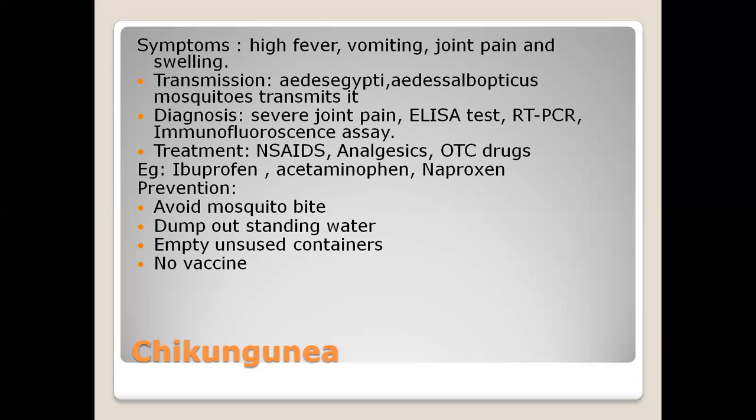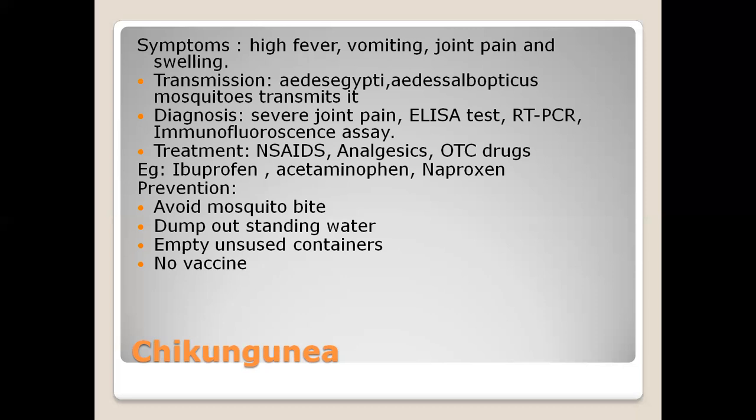And diagnosis of chikungunya mainly involves checking if the patient is having severe joint pain. By physical examination, the doctor may confirm it as chikungunya. An ELISA test is performed. ELISA means enzyme linked immunosorbent assay test. And an RT-PCR test and immunofluorescence assay are also performed.